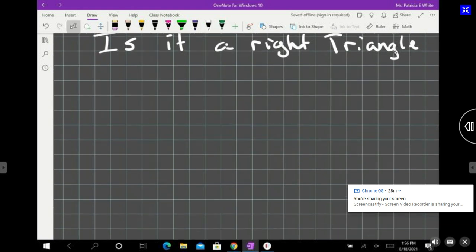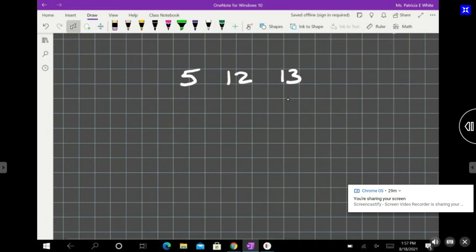So if I have the numbers 5, 12, and 13, and I don't have a triangle, all I get is these three numbers. First of all, who's the hypotenuse and how do I know? Because the hypotenuse is always the highest number. It's always the longest side. So then 5 and 12 have to be my legs. If this makes a right triangle, it's going to fit into the Pythagorean theorem.